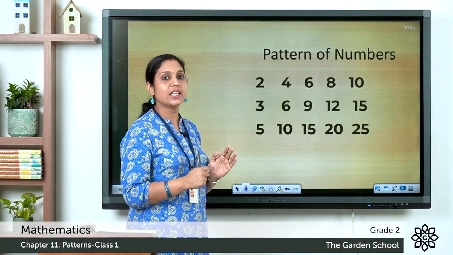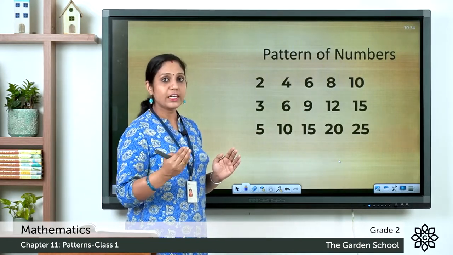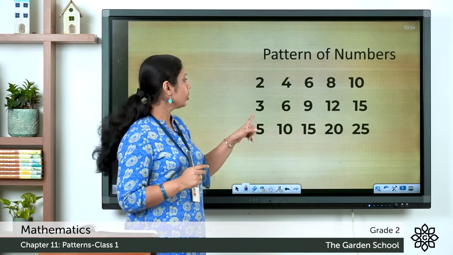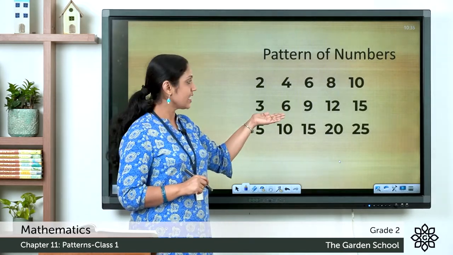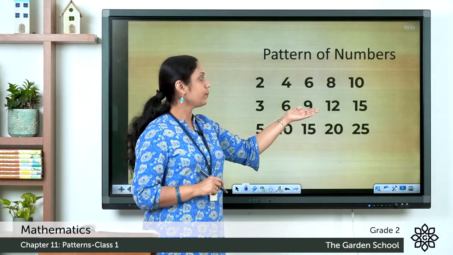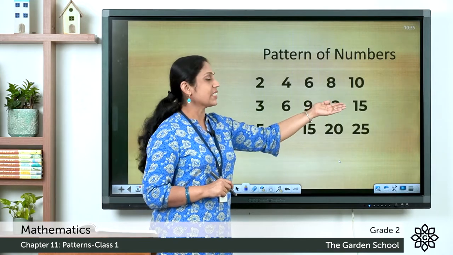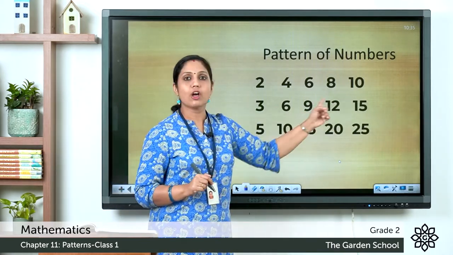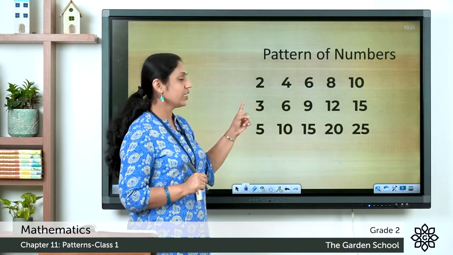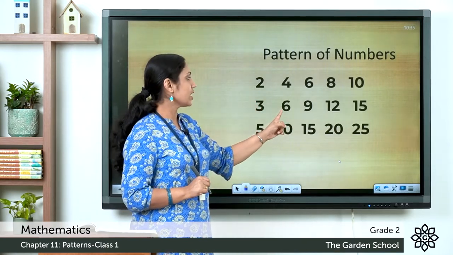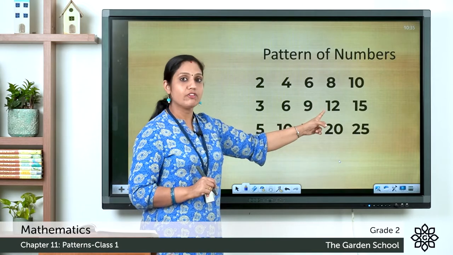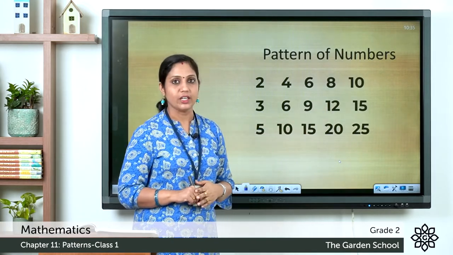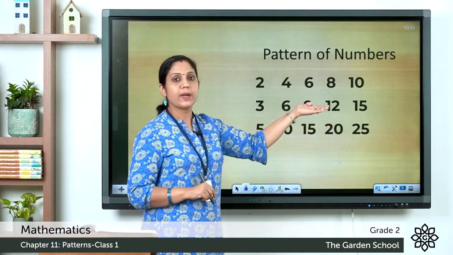Only then we can say that this goes on repeating at regular intervals. So 3 plus 3, 6. 6 plus 3, 9. 9 plus 3, 12. 12 plus 3, 15. Or also we can say that these are the multiples of 3. Let's have a look. 3 ones are 3, 3 twos are 6, 3 threes are 9, 3 fours are 12, 3 fives are 15. So this is how this pattern goes.